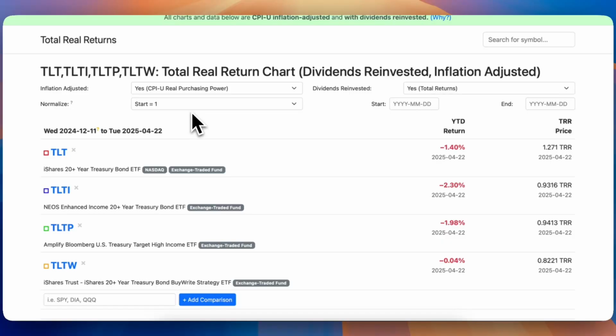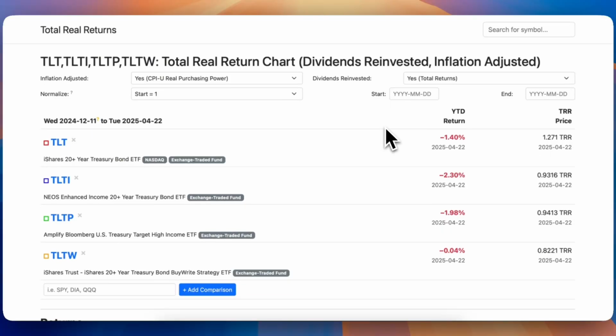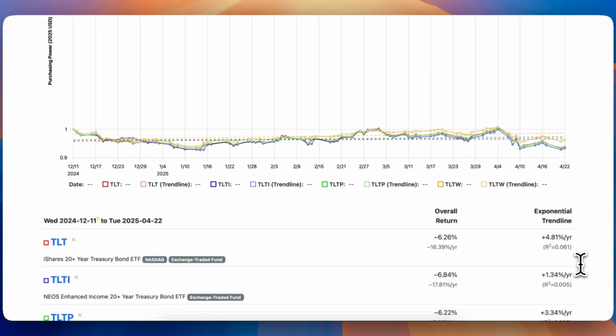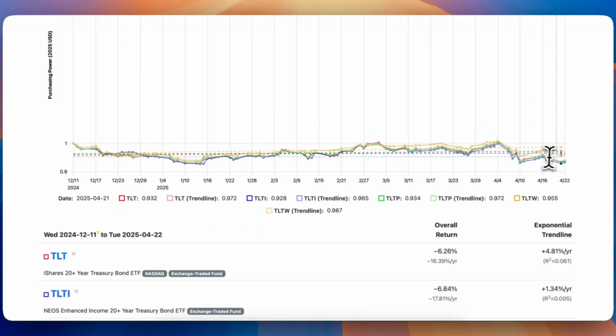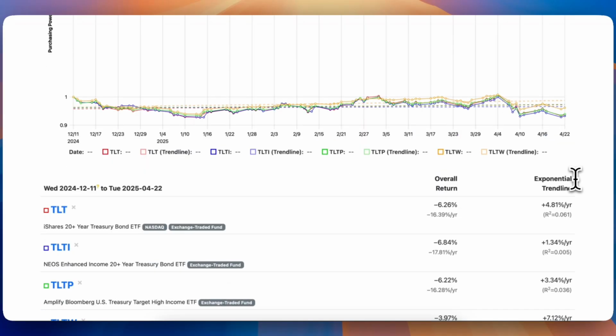Now let's compare all 4 of these ETFs and see how they have performed. So year-to-date return, we can see that TLTW has actually outperformed the other 4 ETFs. It is actually down almost pretty much break even, 0.04%. And the ETF that is down the most is actually that NEOS Enhanced 20+ year Treasury bond ETF, and that is because you're getting exposure to the S&P 500 through those put options.